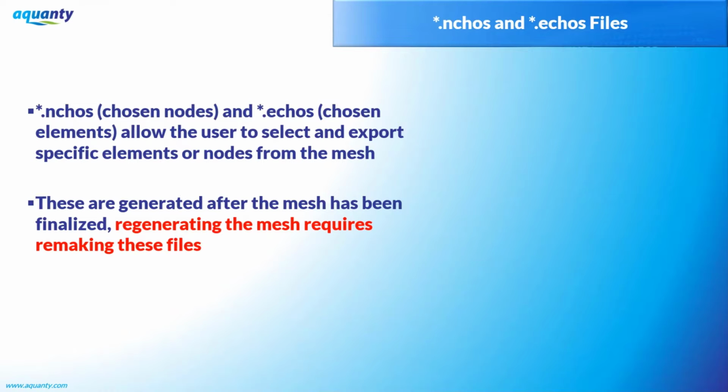So next I'm going to go over how to create NCHOS and ECHOS files. This is something that you could do in AlgoMesh after you have created your final mesh. This allows you to select and export specific elements or nodes from your mesh. So yes, very important that you do this for your final mesh, because regenerating a new mesh means that you would need to remake these files because it is tied to that specific AH2 file.